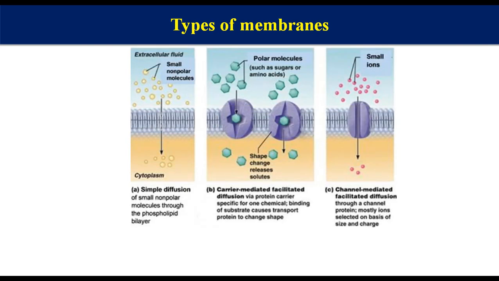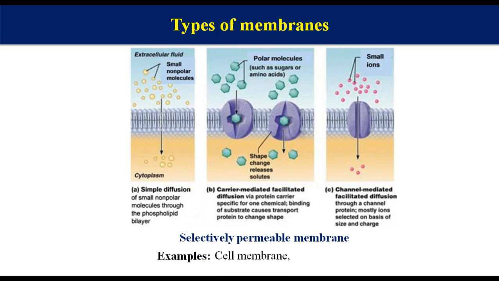Now we are going to talk about a special type of membrane that allows passage of certain molecules, be it solvent or solute, via different active or passive transport mechanisms and does not allow passage of others. This type of membrane is called selective permeable membrane. Examples of this type of membrane are cell membrane, nuclear membrane, etc.